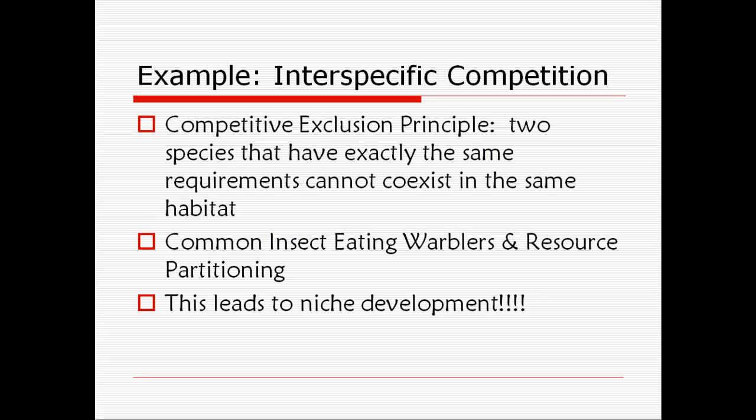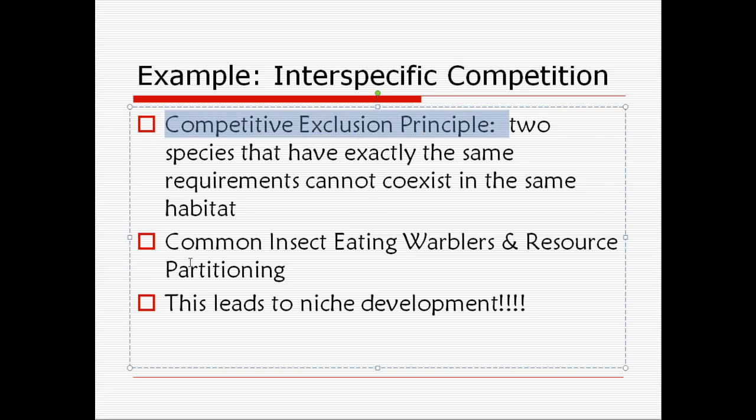So now, some more examples about interspecific competition. We have the competitive exclusion principle. That is that two species that have exactly the same requirements cannot coexist in the same habitat. This is why it's called exclusion. It's either one or the other. No matter what, one is going to be excluded.